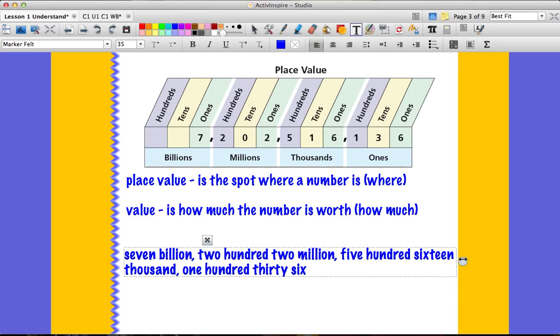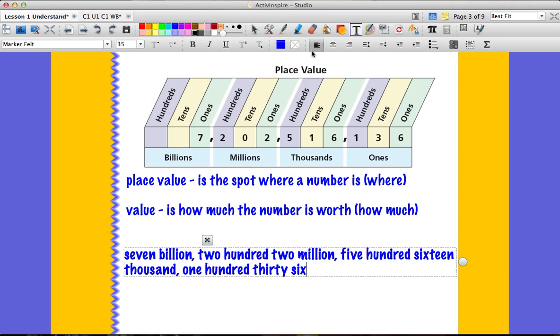We always have this notion that we have to put and in there, 136. No, and tells us that there's a decimal inside this number. We're not working with decimals right now because whole numbers do not have decimals. Whole numbers are nice round numbers that we work with. So in this case, we don't use and anywhere, not where you see a comma, not between the word 100 and the next number. It's only used when there is a decimal. So it's 7,202,516,136.